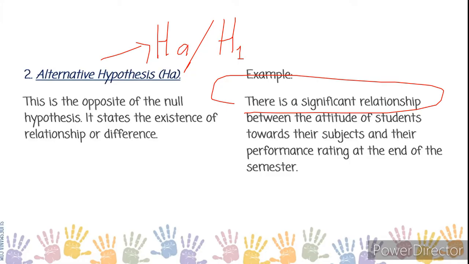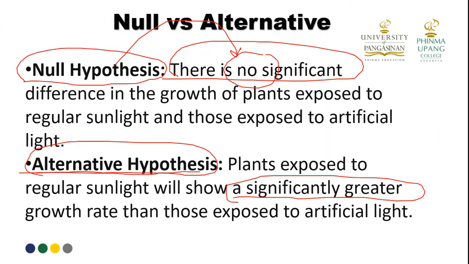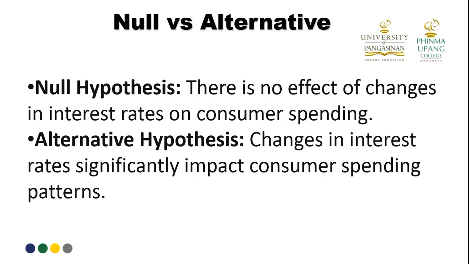Kanina nagbigay tayo ng definition that alternative has a significant difference, and there is a change, and independent variable has an effect on the dependent variable, and relationship between a parameter. Okay? So, by simply looking at the statement, ma-identify na natin agad if it is a null or alternative.